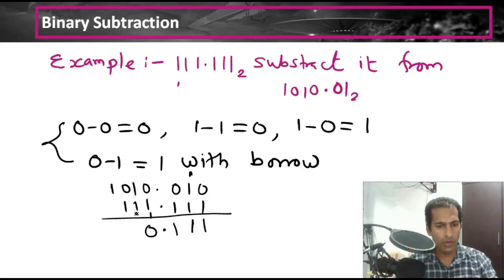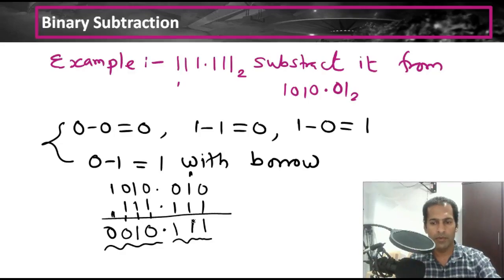1 minus 1, 0, 0 minus 1, 1. Again we have 1 borrow. 0 minus 1, 1, 1 minus 1, 0. Again we have 1 borrow. That 1 borrow will minus with this 1, so we'll get 0. So our final answer is 0.111. Right. So in this way we can solve the subtraction of the binary.